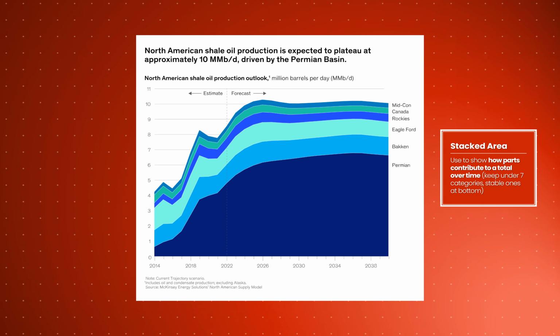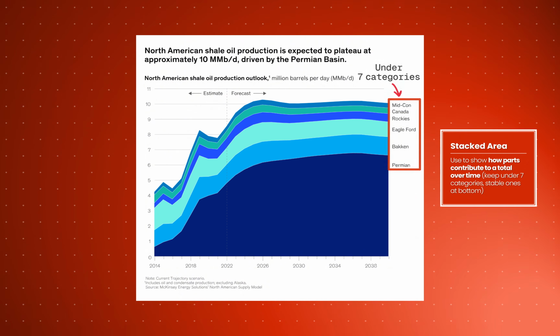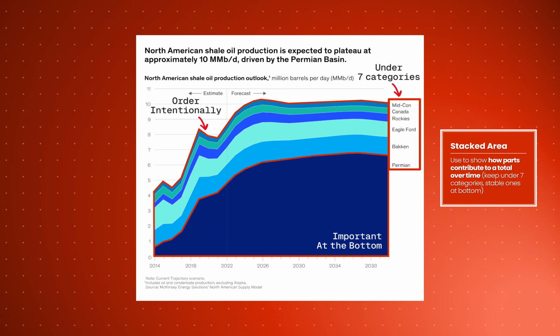A key thing to note is that a stacked area chart gets messy real fast. So, keep the categories under 7, order them intentionally, and put the most important or stable category at the bottom.